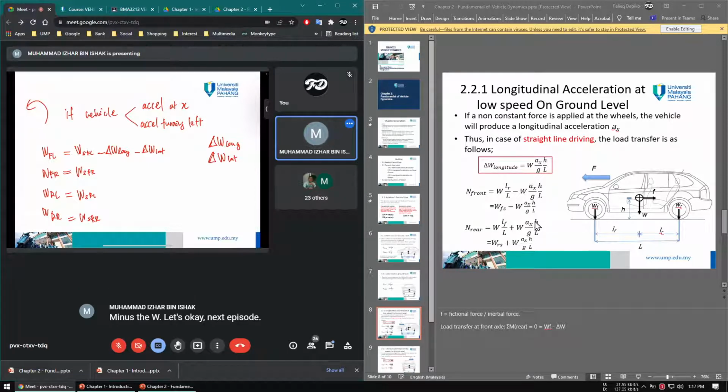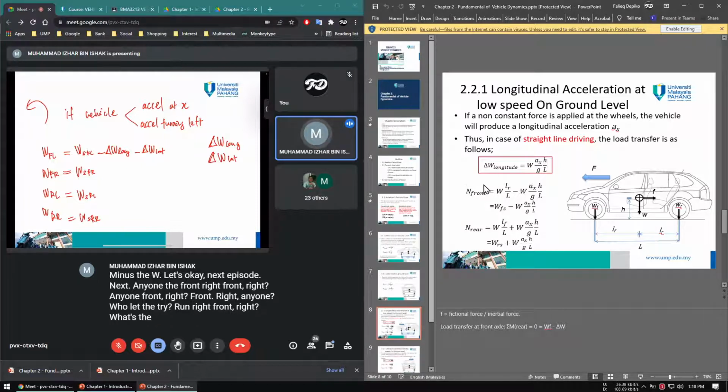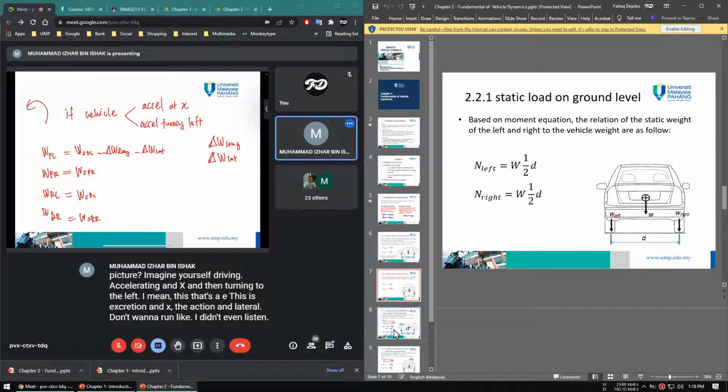Okay, we write it first. Next, the front right. Anyone would like to try? What's the load transfer for front right? You don't have to do it in detail. Imagine yourself driving in this picture, accelerating at X and then turning to the left. There's an acceleration at X and an acceleration laterally. Come on, W front right. Is anyone writing? Or does anyone not understand yet?